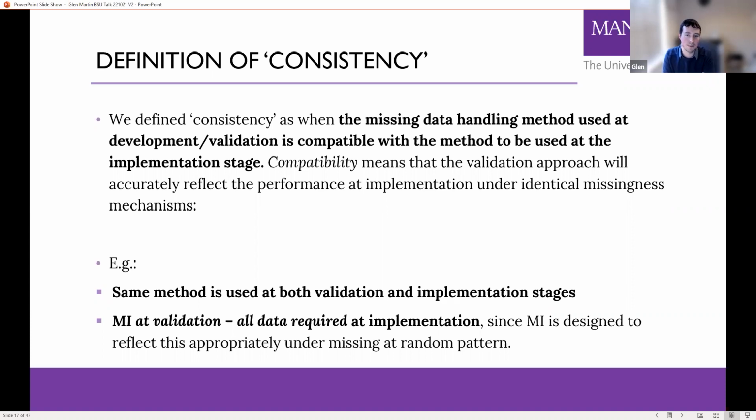To give some examples of what would be consistent using our definition: if the imputation method used at all of the different stages was the same. So if you use multiple imputation throughout all stages, that in our eyes would be consistent.